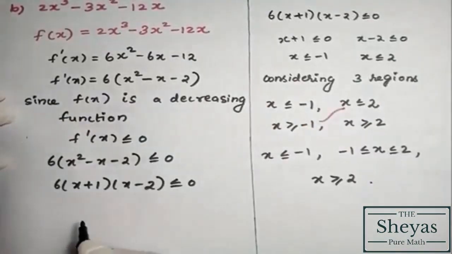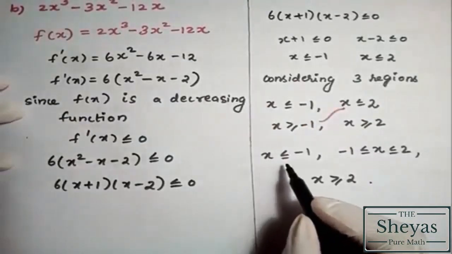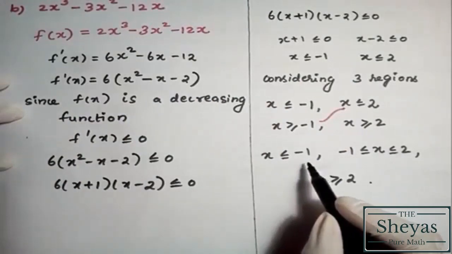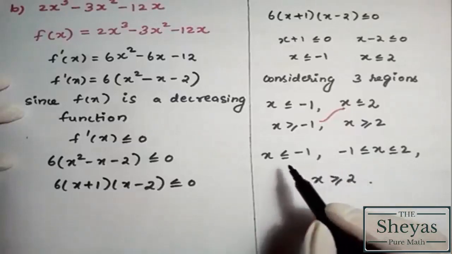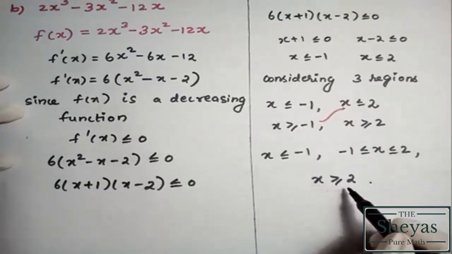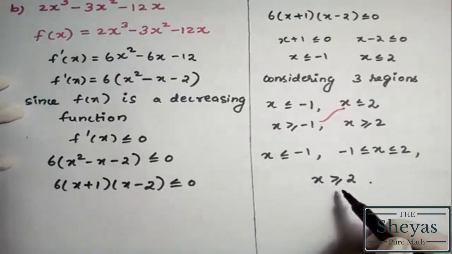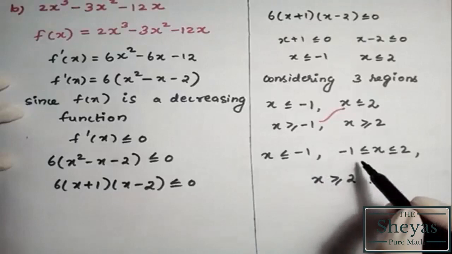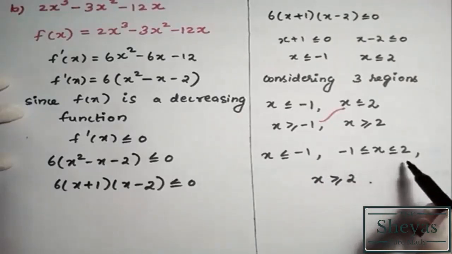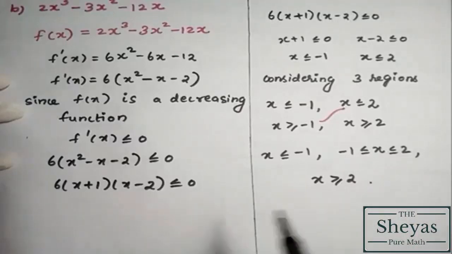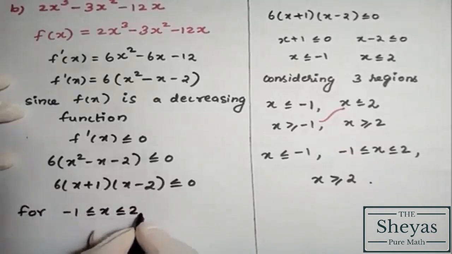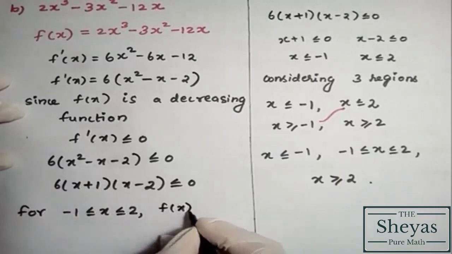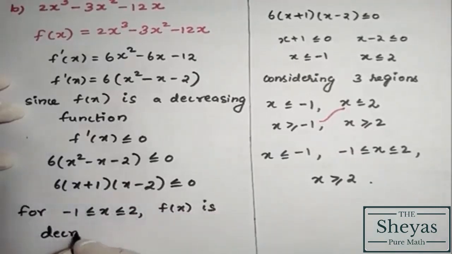So how am I concluding this? We have seen that in this value you are getting f dash of x, that condition does not satisfy and you are getting an invalid value. For x greater than or equal to 2, f dash of x less than or equal to 0 is not satisfied. So only in the region minus 1 less than or equal to x less than or equal to 2, f dash of x less than or equal to 0 is satisfied. So we can conclude for minus 1 less than or equal to x less than or equal to 2, the function is decreasing.